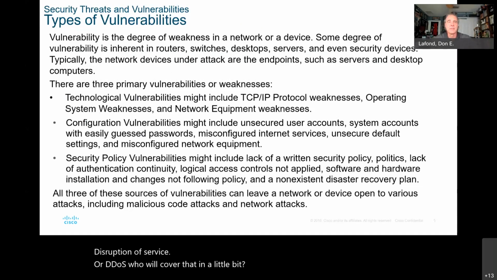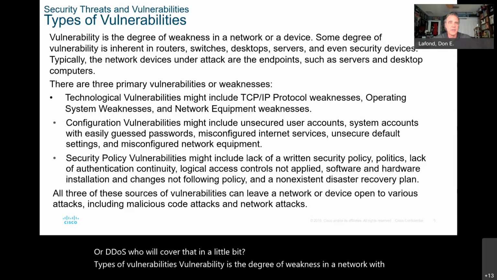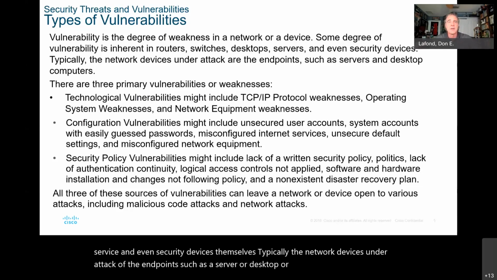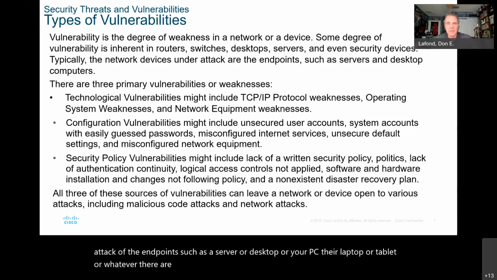Types of vulnerabilities. Vulnerability is the degree of weakness in a network or security device. Some degree of vulnerability is inherent in routers, switches, desktop servers, and even security devices themselves. Typically, the network devices under attack are the endpoints, such as a server, a desktop, a PC, a laptop, or a tablet. There are three primary vulnerabilities or weaknesses.